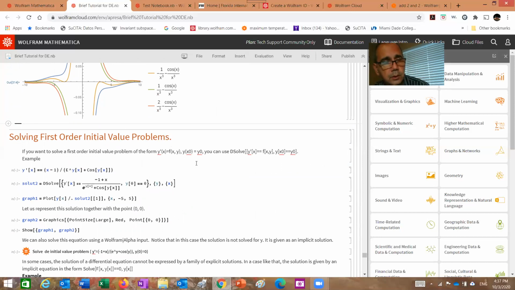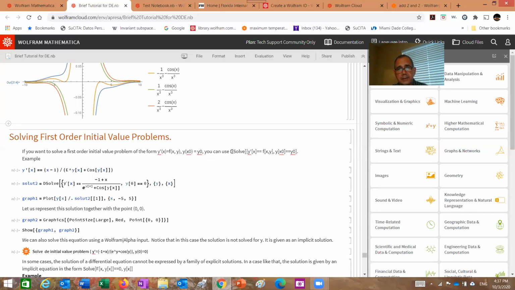We can also solve initial value problems. Remember that first order initial value problems are like this. The y prime of x is equal to f of x comma y, where the y of x sub 0 is y sub 0. And then to do that, we are going to use this format.